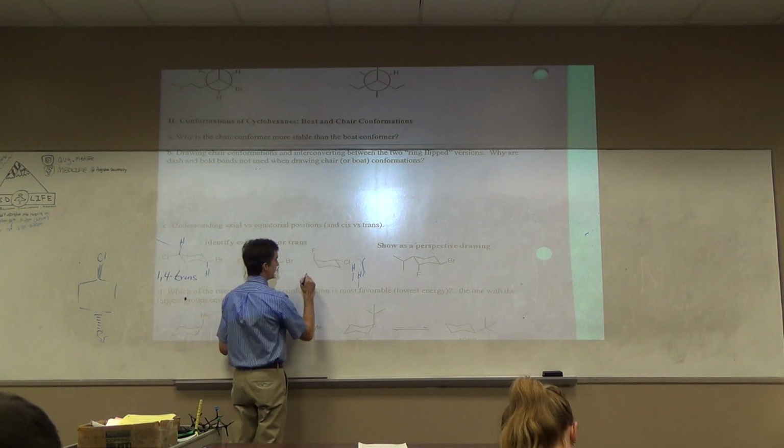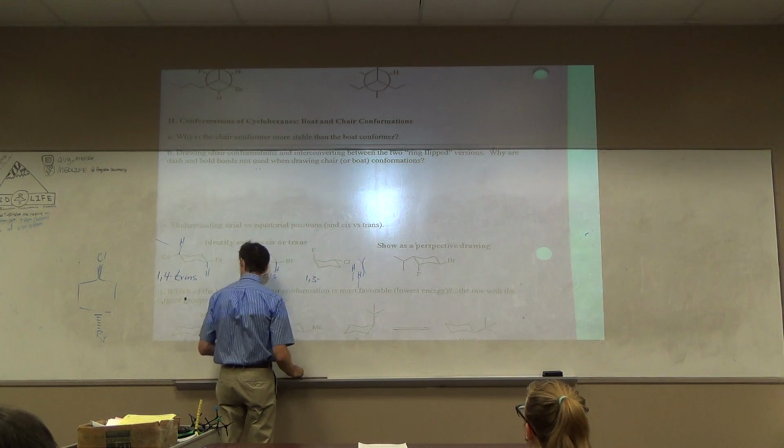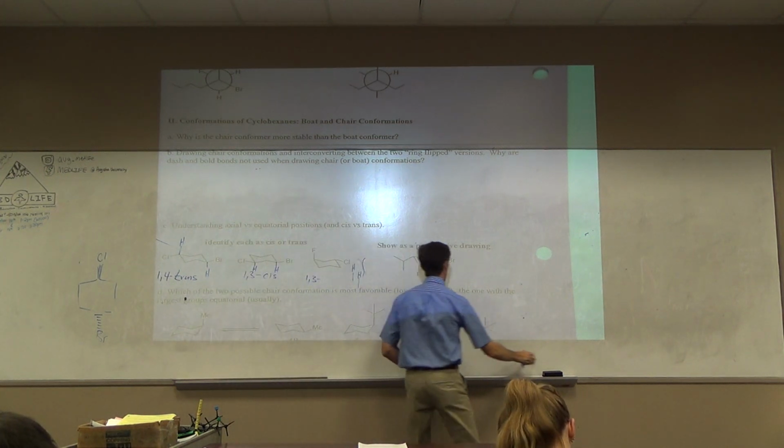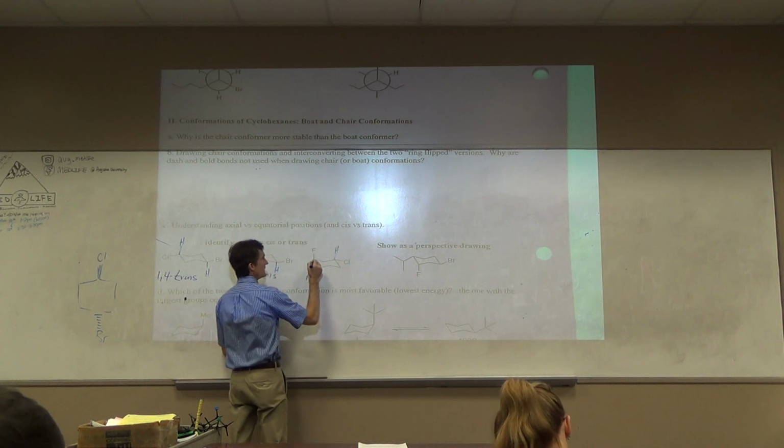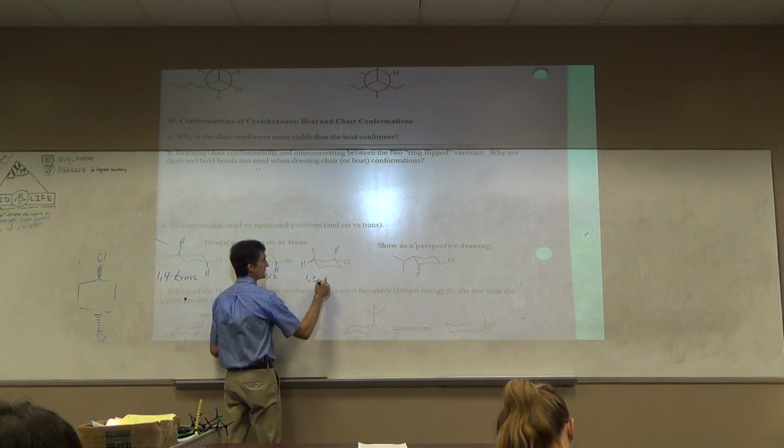Here, what do we have? 1,3 relationship. Cis or trans? The chlorine is down compared to the H. The F is up compared to the H. They're trans.